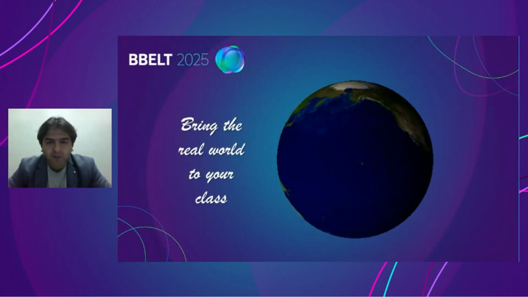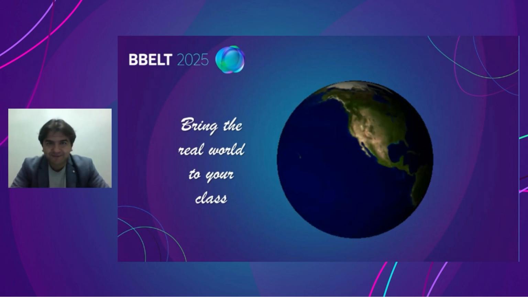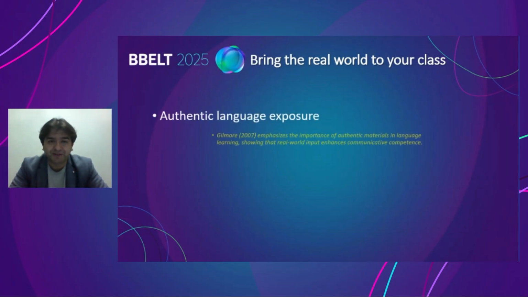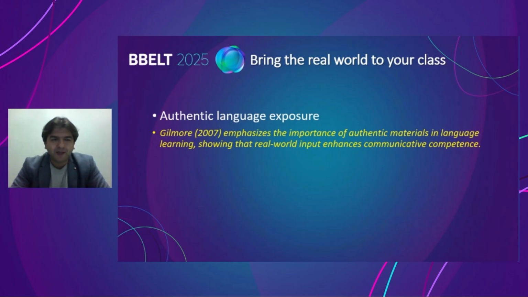Number one, bring the real world to your class. What is it? Authentic language exposure. Gilmore in 2007 said that real-world input enhances communicative competence. So instead of just exposing our students to traditional texts, we could enliven those traditional text materials into short vlogs and actually play them in our classes to make the class more animated, spirited and lively.